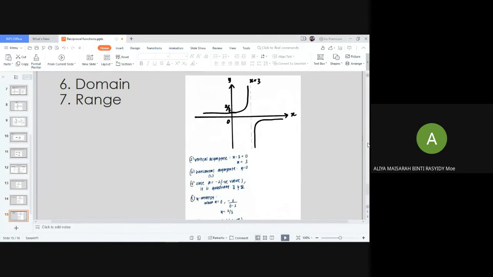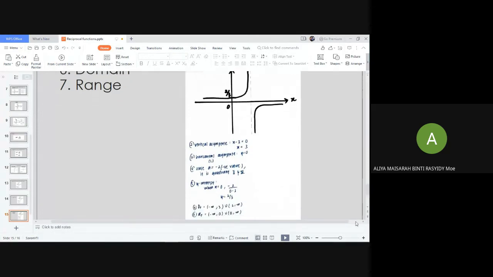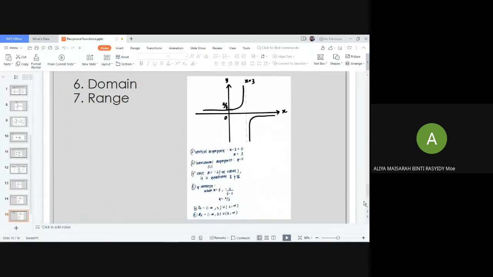Okay, next I'm going to talk about how to find the domain and the range for this graph. As we know that there are 2 functions here, so we have to see the domain separately. So the domain of the first curve is going to be from negative infinity to 3, union the domain of the second curve, which is going to be 3 to infinity.